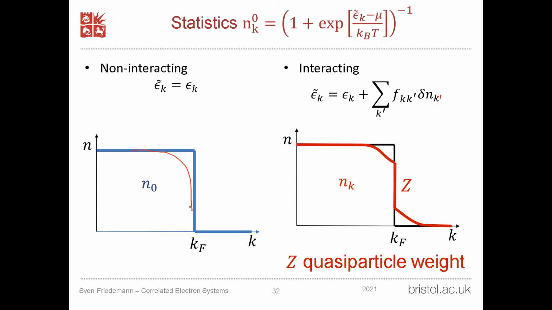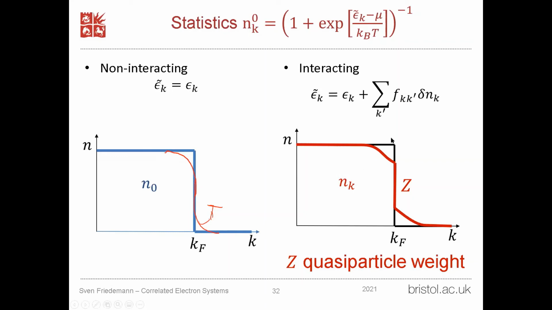Let me do that again. So here I've had a smooth function, this is at finite temperature, a smooth function with an inflection point.